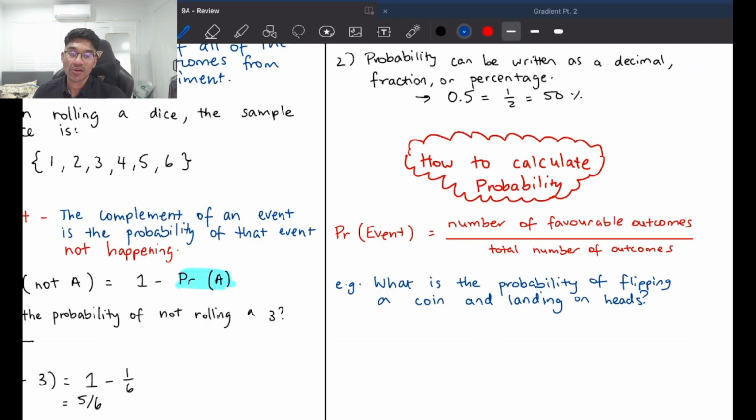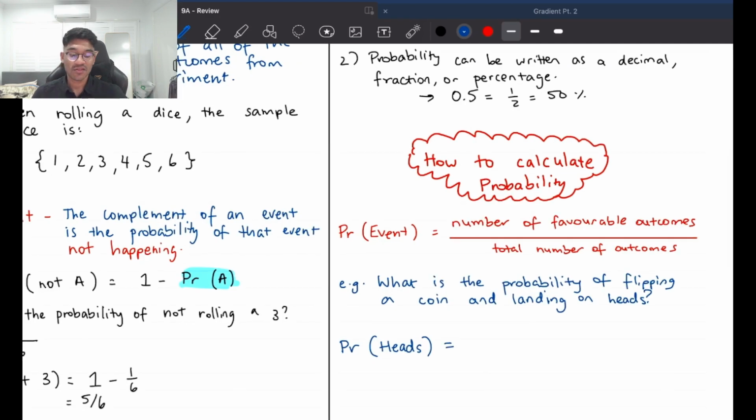So what is the probability of flipping a coin and landing on heads? Our first thing that we've got to think about is, what is the event that's happening? What is this question actually asking for? What's the event that we want to happen? And we can see here that we want it to land on heads. So our event is heads. So how we're going to answer this question is we're going to say PR, which is the probability of getting heads.